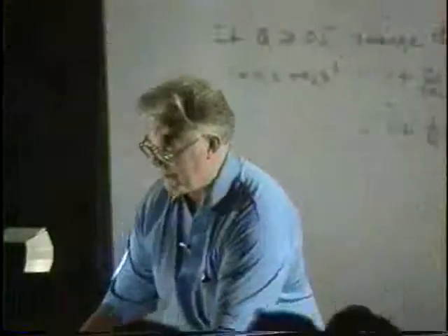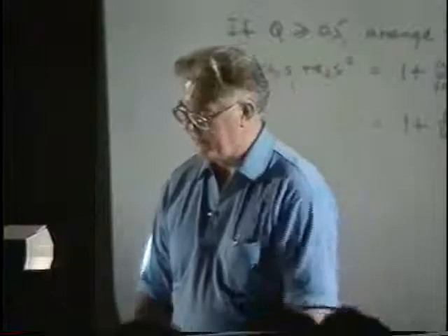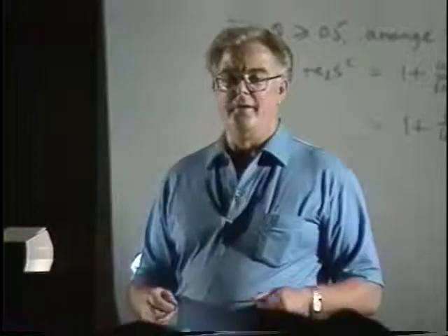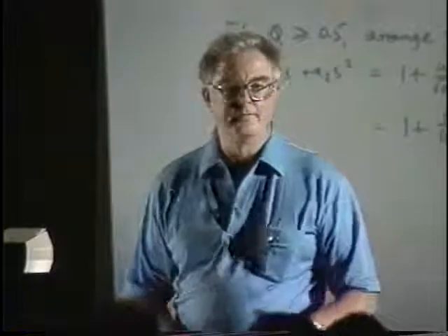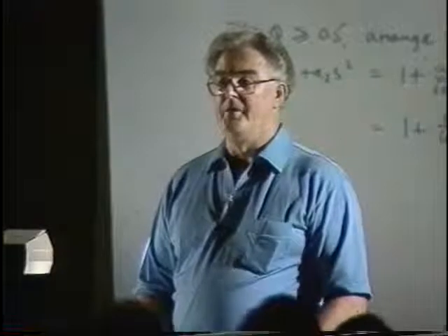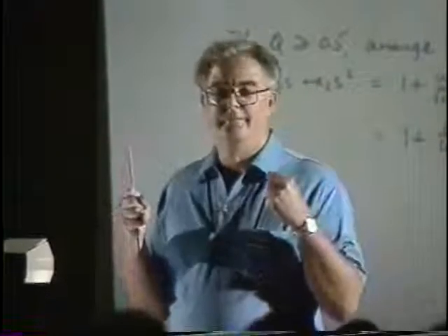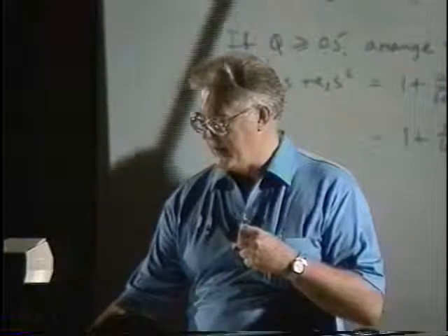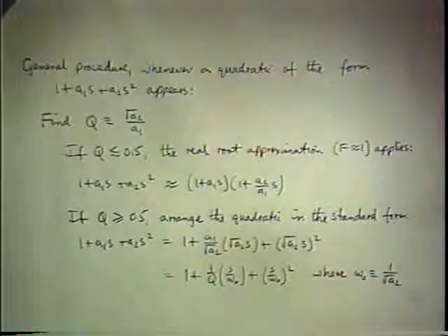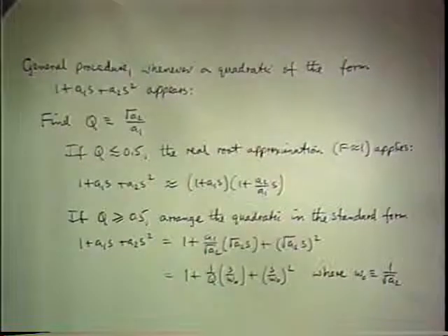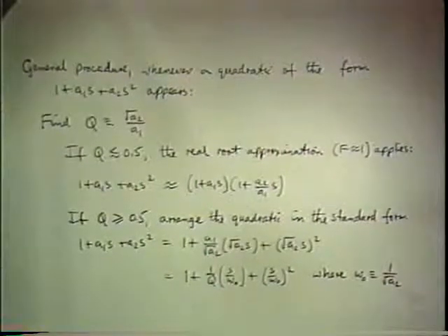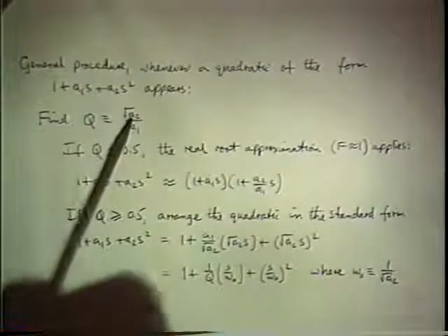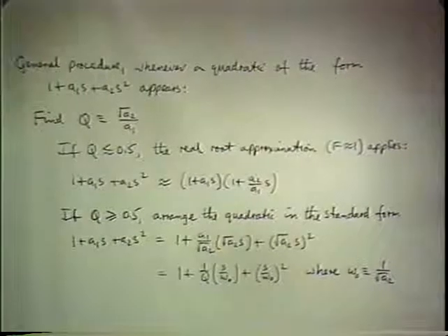So the way you implement this, the general procedure, is whenever a quadratic shows up, it should trigger a Pavlovian reaction, which is, what is its Q factor? And all you have to do is take those two coefficients and find the Q factor. That is, you substitute numbers, which may be given or may be assumed or tentative, whatever, and you see whether the Q is bigger than 0.5 or less than 0.5.